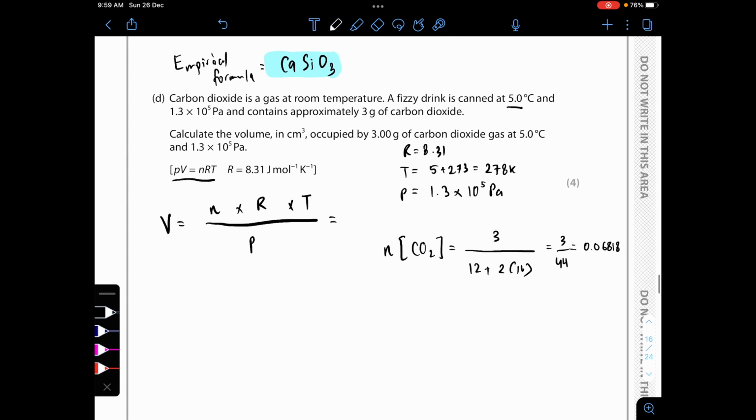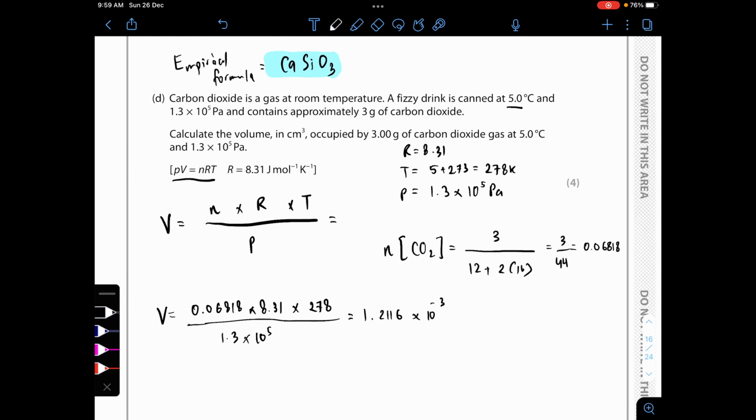Now let's plug in everything. So V will be 0.06818 times 8.31 times temperature, which is 278 Kelvin, all over pressure, which is 1.3 times 10 to the power of 5. So when you put this in the calculator, we'll get 1.2116 times 10 to the power of minus 3.